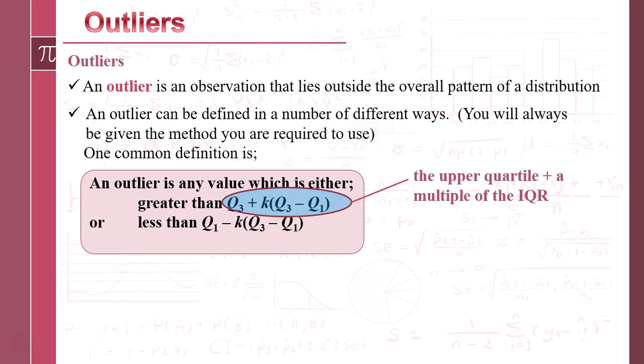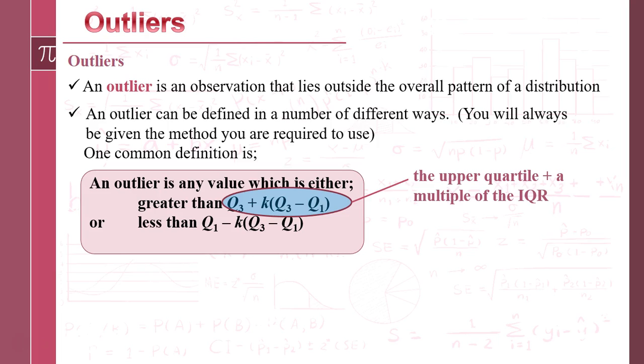Now, what we're looking at there, underneath the blue shaded bit, we've got Q3, which is the upper quartile, plus K times Q3 minus Q1, which is the interquartile range. So it's a measure of how far above the upper quartile this piece of data actually is, and it's a multiple of the interquartile range. And that value for K might change depending on what you're being given.